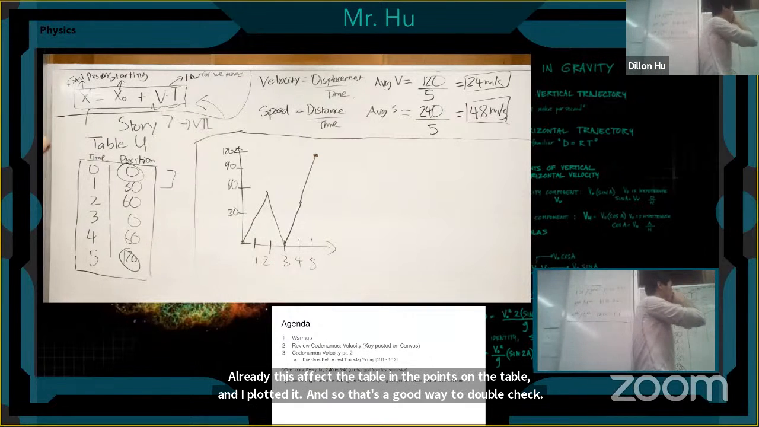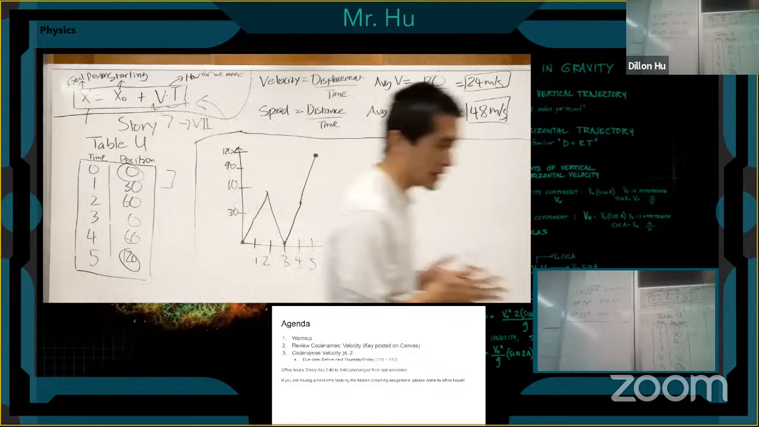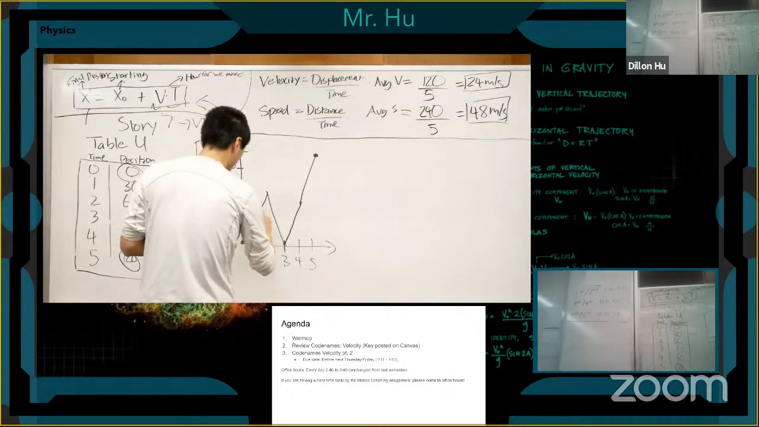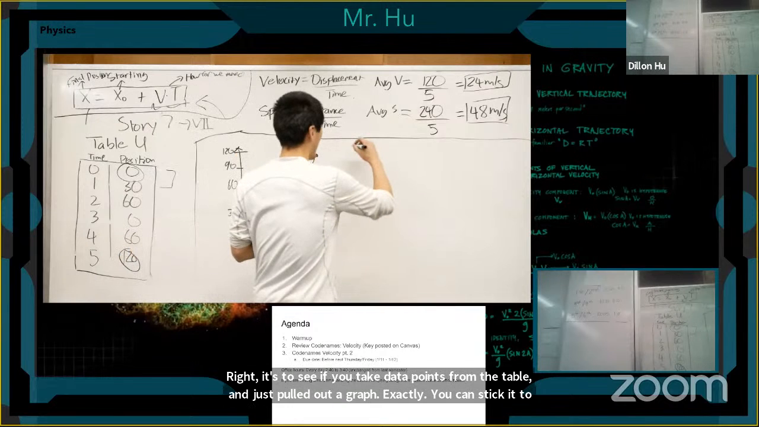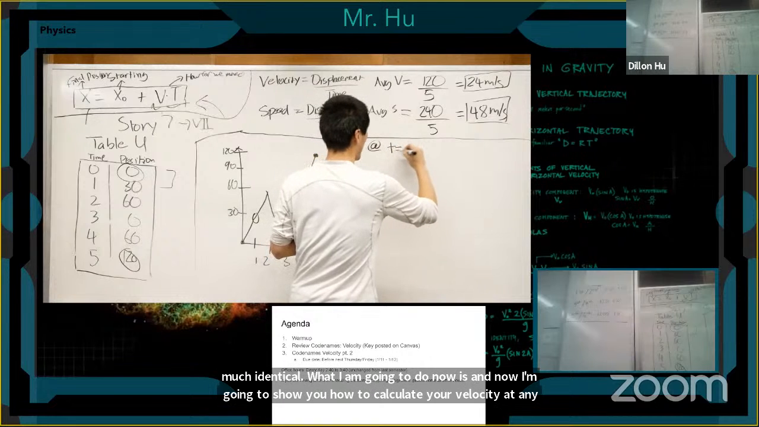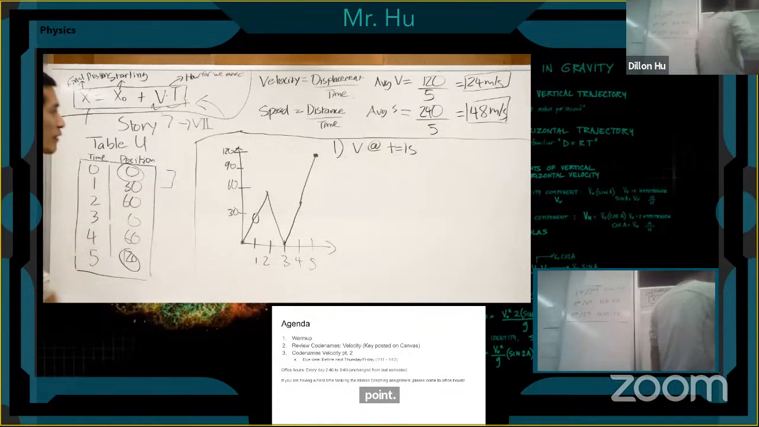What I am going to do now is show you how to calculate your velocity at any given point in the graph. So in your assignment today, I will say, hey, what is my velocity at time equal to 1 second? I guarantee you there'll be a question like this. So I want to figure out my velocity at time equal to 1 second.